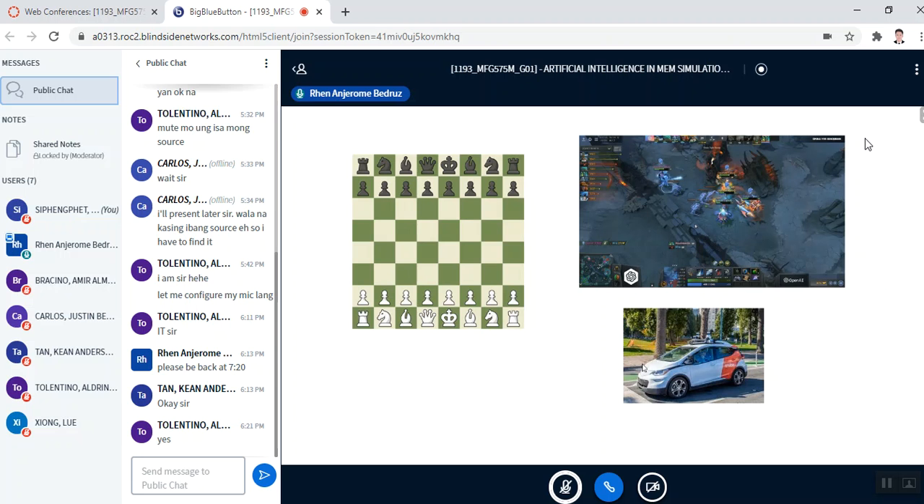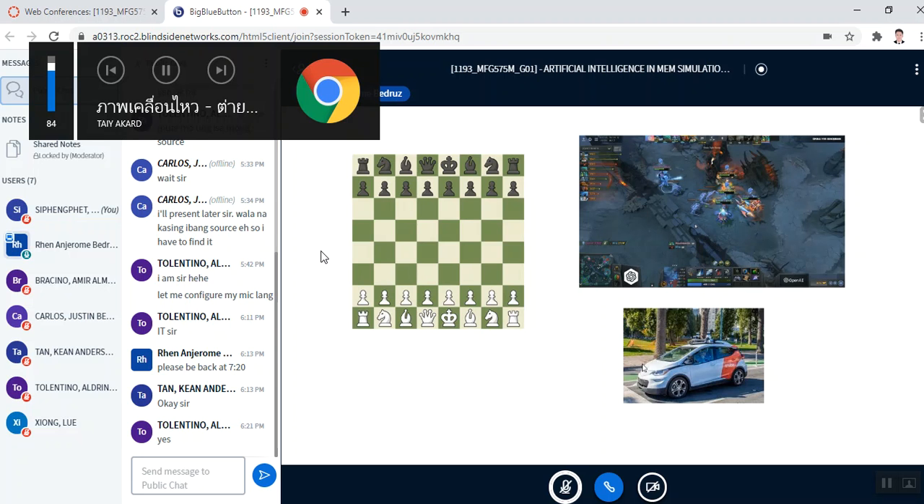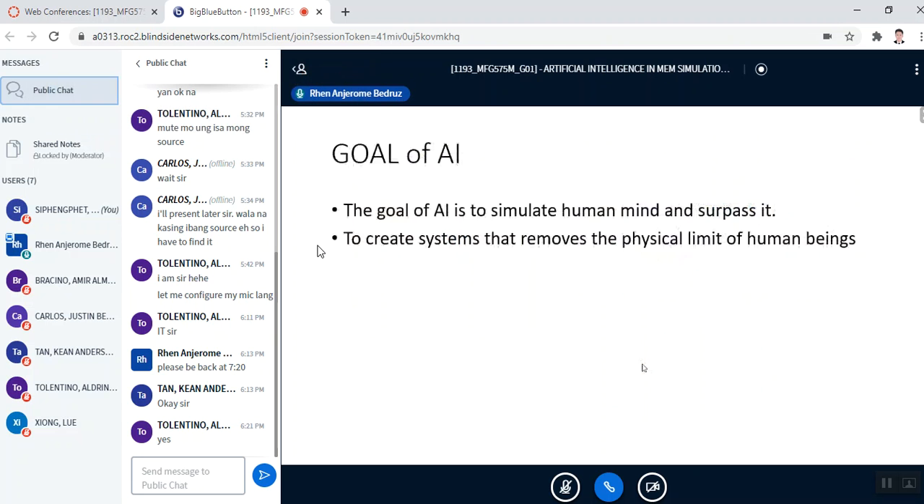The artificial intelligence is really defined by its goal. So what do I mean when it's defined by its goal? In this case, the goal of artificial intelligence is simply to simulate the human mind and surpass it. That's the main goal. So I need to create a brain, or a system that thinks like a human being. And once I'm done with that, I need to surpass human capabilities. So that's the goal of artificial intelligence.